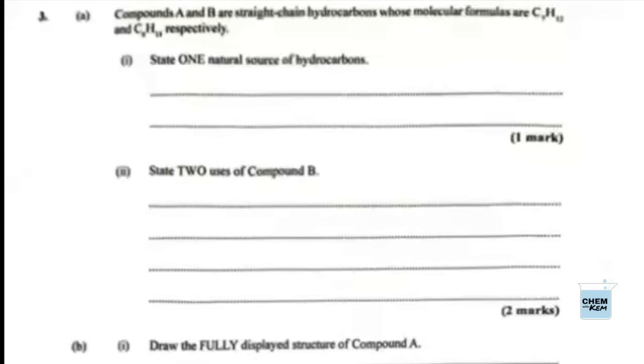On to number 3, it's an organic chemistry question. Compounds A and B are straight chain hydrocarbons whose molecular formulae are C5H12 and C6H14 respectively. State 1 natural source of hydrocarbons. All right, so we could give petroleum or crude oil, or we could say natural gas. State 2 uses of compound B.